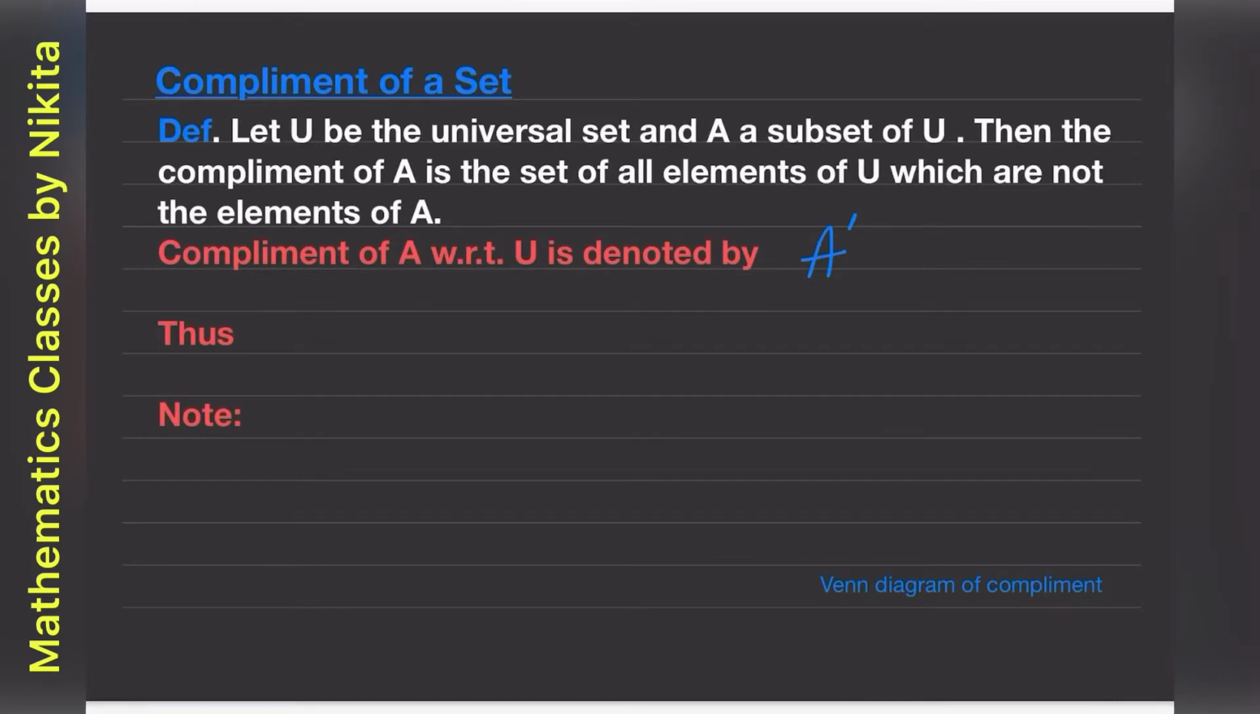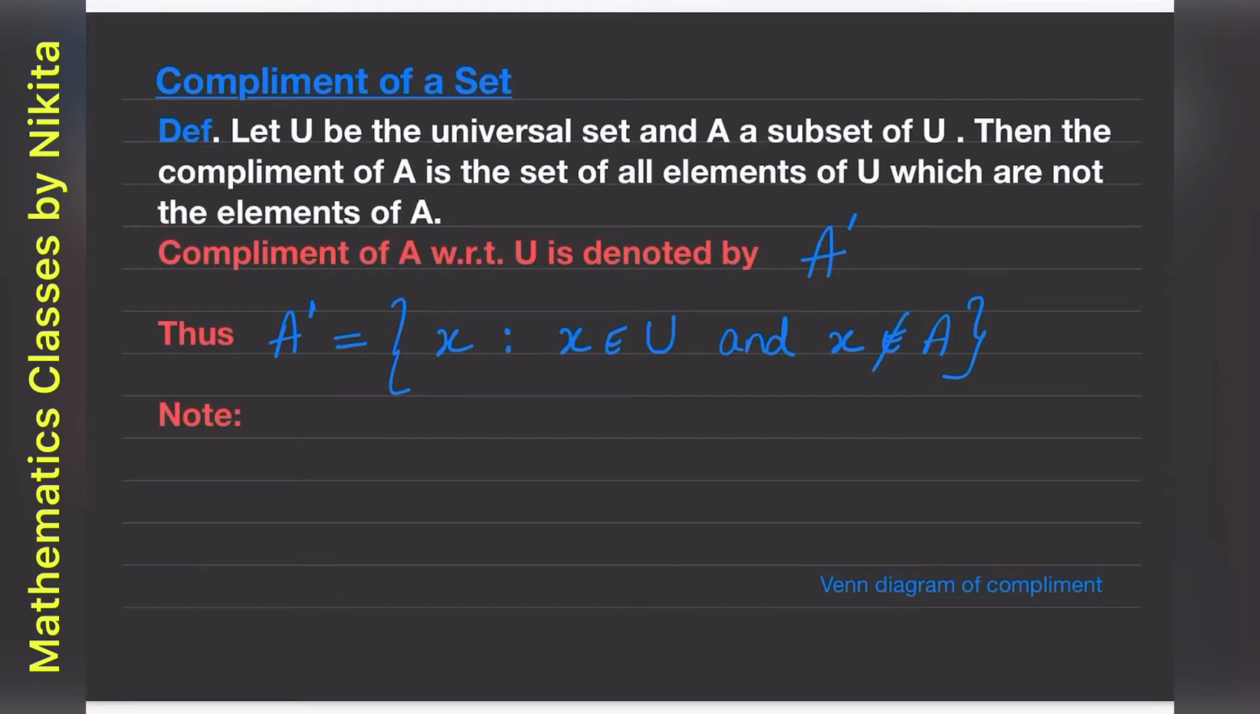So thus if I want to write the mathematical definition, so I will say that A prime, this is also known as A prime or A complement. So A complement is equal to all those x such that x belongs to U and x does not belong to A. So x is not an element of A, but x is coming from the universal set. Okay, now let's see the Venn diagram of the complement of A.